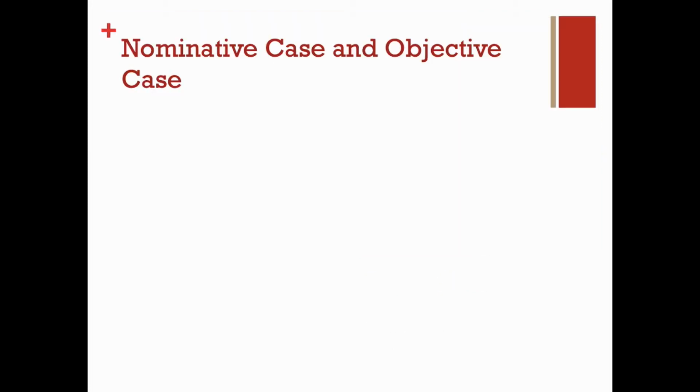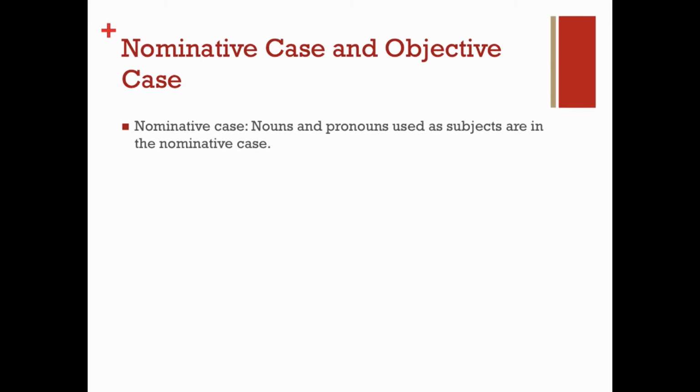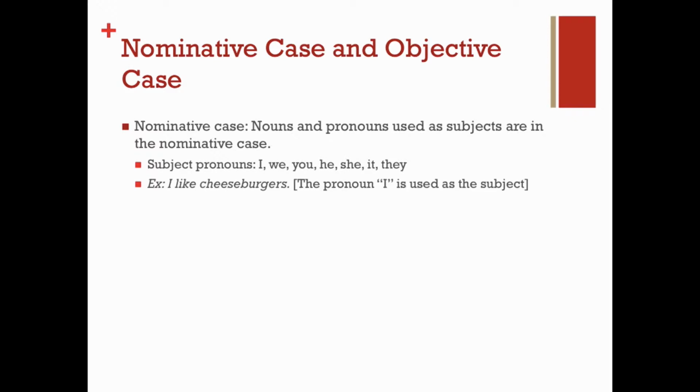Okay, so in order to really understand the difference between who and whom, it's important to understand what nominative case is and what objective case is. Nominative case happens when nouns and pronouns are used as subjects. So anytime a noun or a pronoun is acting as a subject in a sentence, that is nominative case. The subject pronouns are I, we, you, he, she, it, and they. And an example here with my favorite sentence, I like cheeseburgers, I'm using the pronoun I here as the subject in this sentence. So that is nominative case.